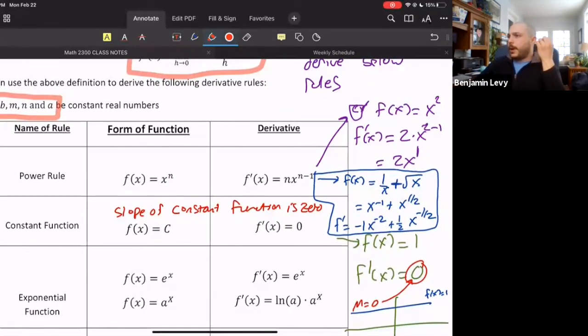Do people see how that power rule went, though? I didn't do the details because I was running out of room, but I brought down the power, multiplied it, and then subtracted 1 off the power. Is that okay?